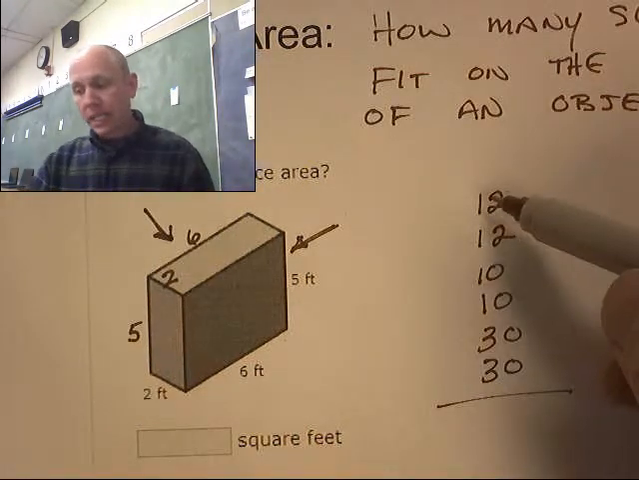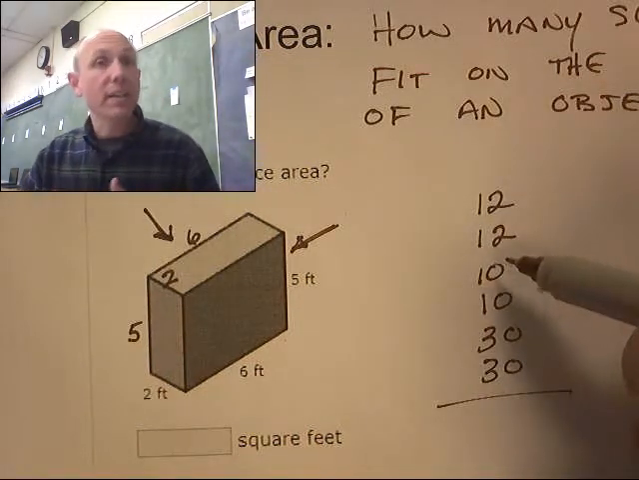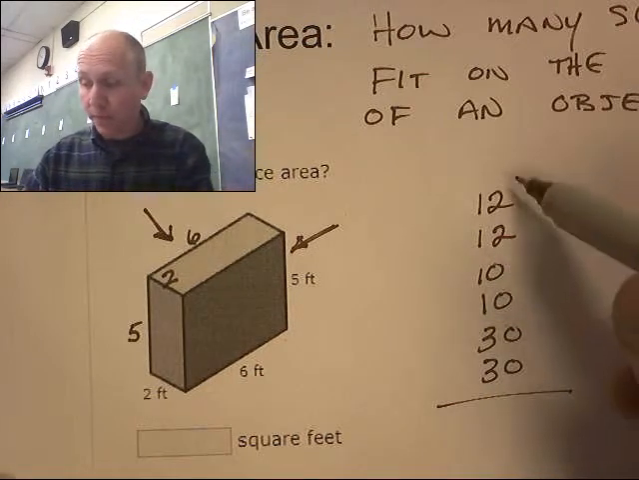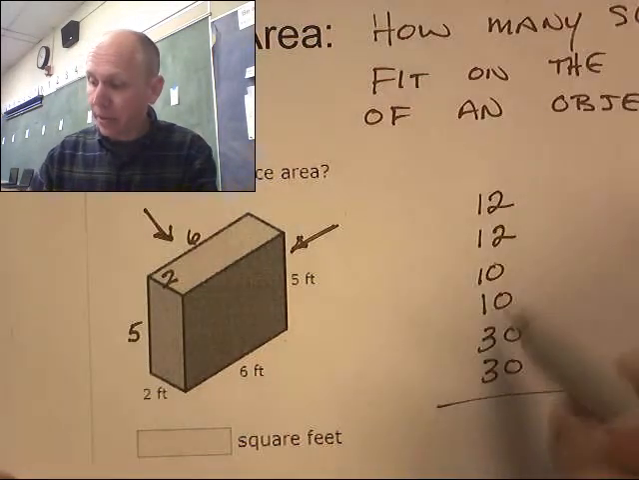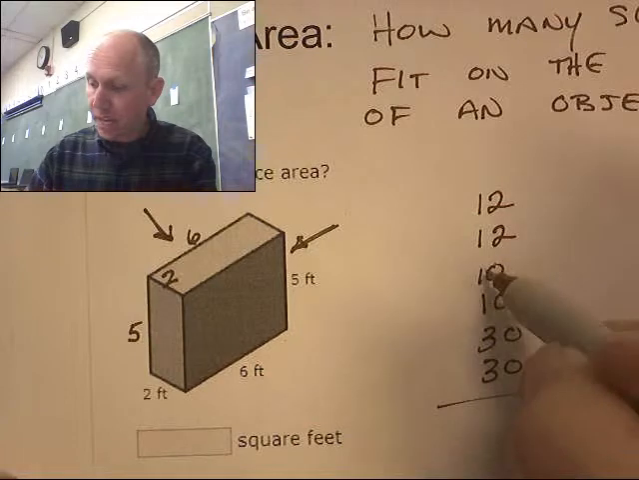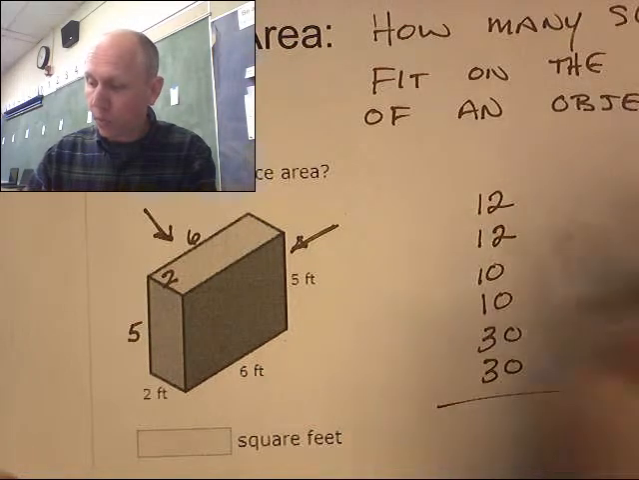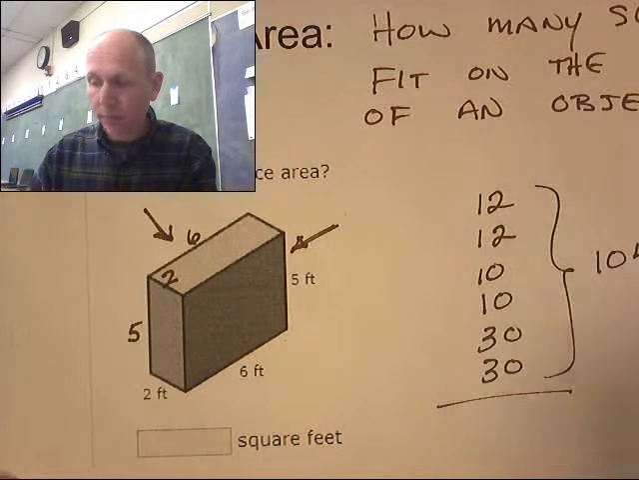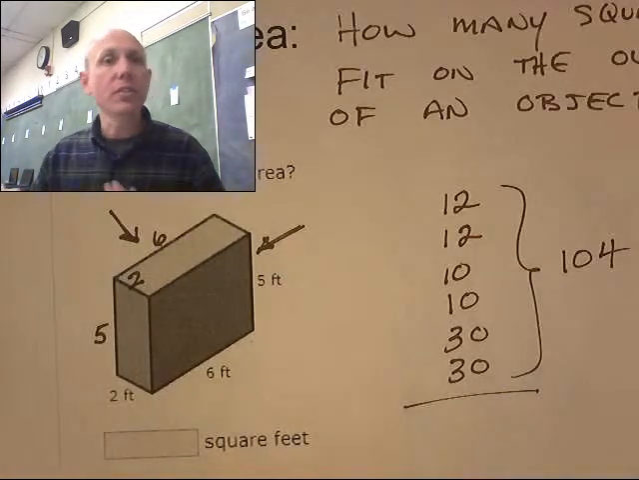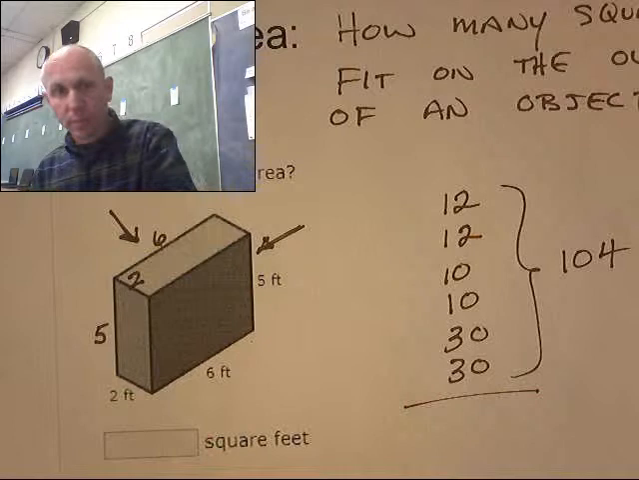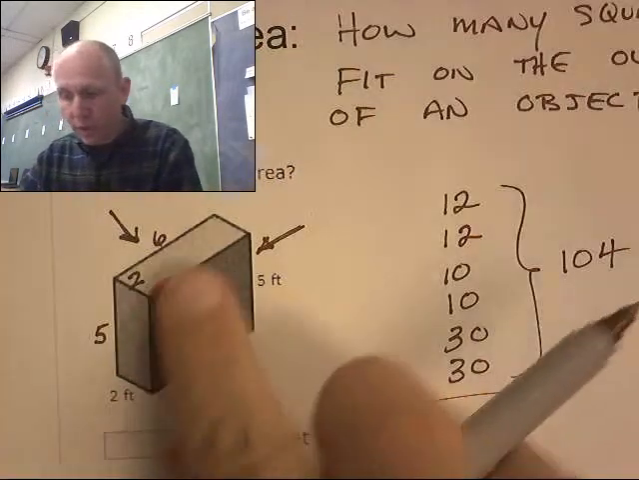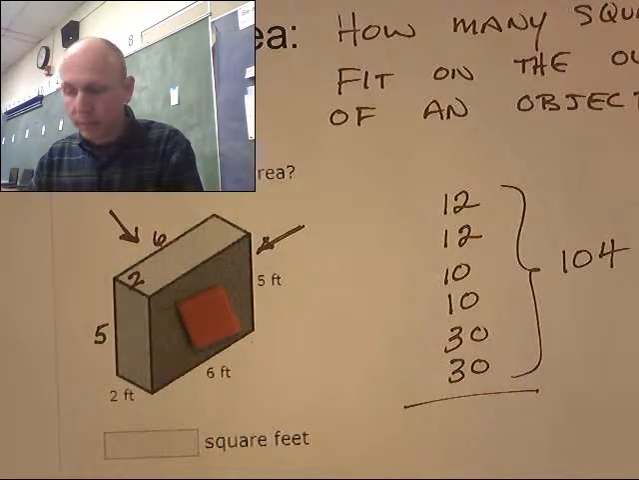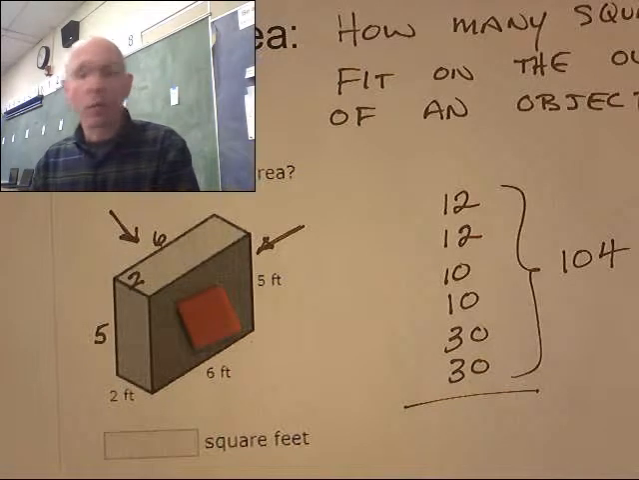So this is the area of all the sides. It has 6 sides. I found all 6 areas. Let's add that together. What's that? 60, 70, 80, 90, 100, 104. 104 is the surface area. If I was going to put a whole bunch of little squares all over this thing, it would take 104 of them.